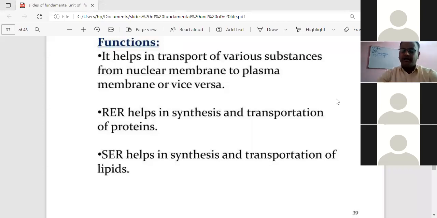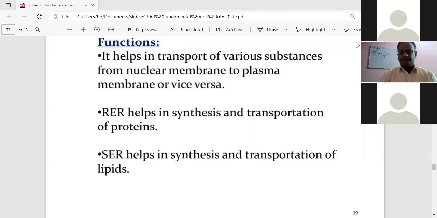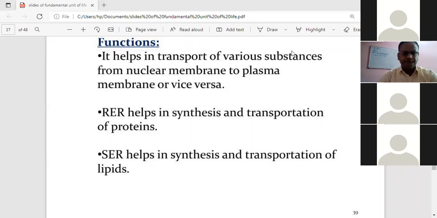Yes, sir. Structure and function of the plasma membrane. So plasma membrane has two layers called bilipid, and between the two layers there are the protein. Just a moment, student. Yes, Saloni. Unmute yourself, Saloni. Yes. Go ahead with the structure and function of endoplasmic reticulum. Yes, sir.